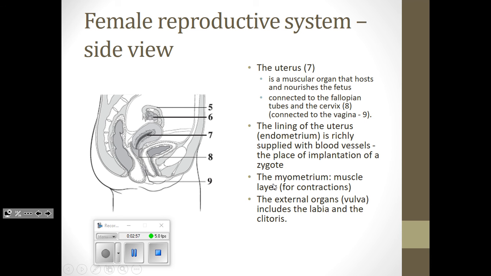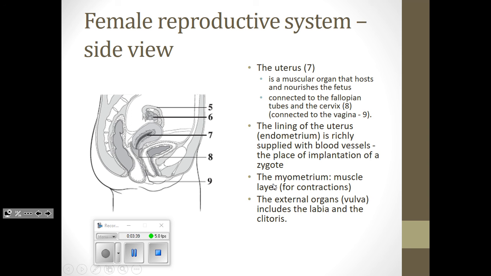Now, on this particular diagram, the uterus, I think, looks like an oven glove, like one of those little silicone things you put on your hand to reach in the oven. From the front, it has a different shape, but the uterus is this guy right here, number 7. The uterus is a muscular organ, so that's important. Most of it is made out of muscle. It will host and nourish the fetus if there is one. So if there's going to be a baby, which we will call a fetus eventually, that is where it's going to be. It is connected to the fallopian tubes, but also to the cervix, which is number 8.